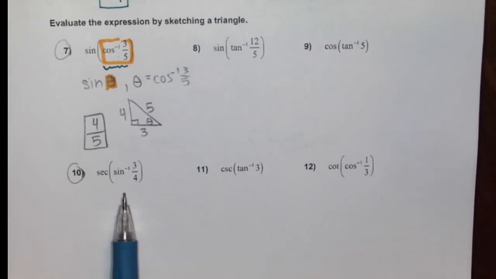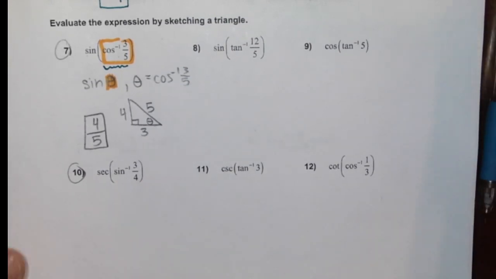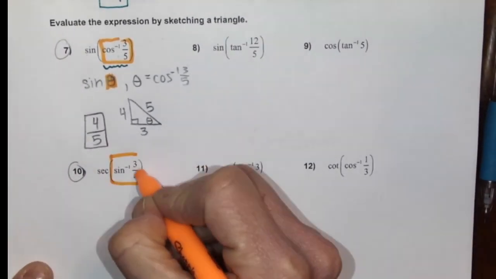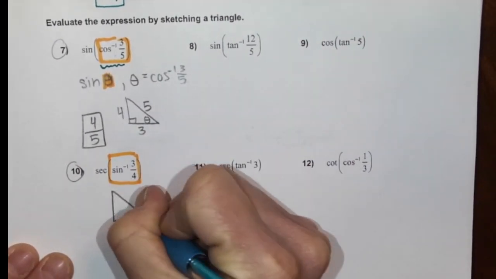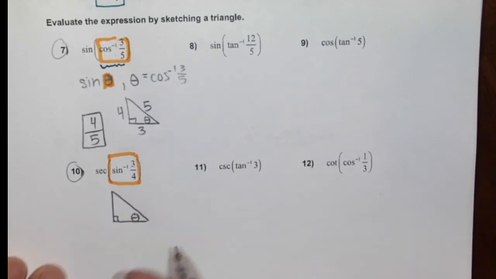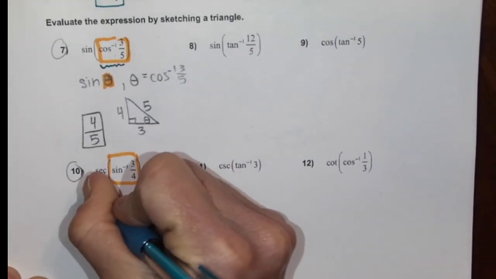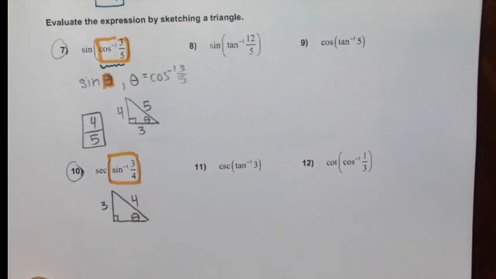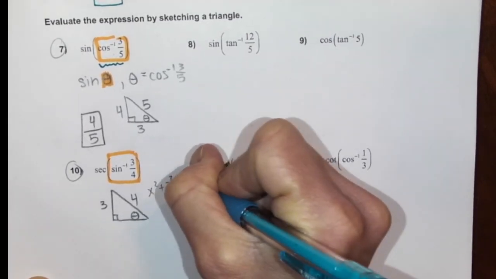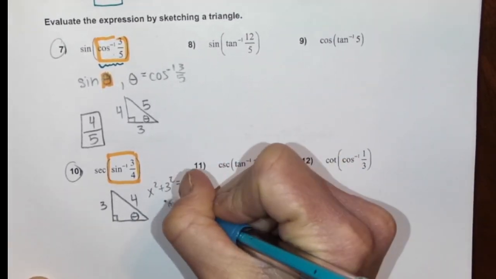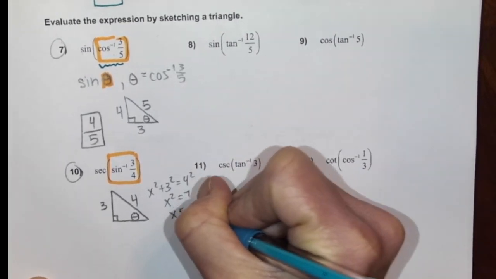So 10 looks similar. It's a little more difficult. We want to, again, draw this relationship. We want to draw this triangle. Okay. Representing an angle whose sine is 3/4. So opposite over hypotenuse. So we need to find the missing side. So doing Pythagorean theorem, you're going to do x squared plus 3 squared equals 4 squared. So 16 minus 9, x squared equals 7. So x is root 7.